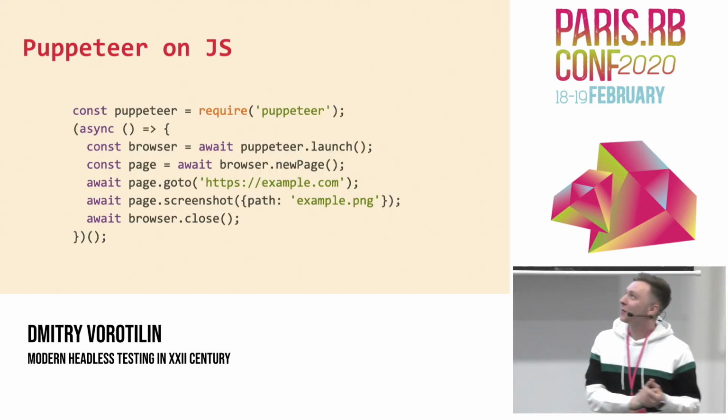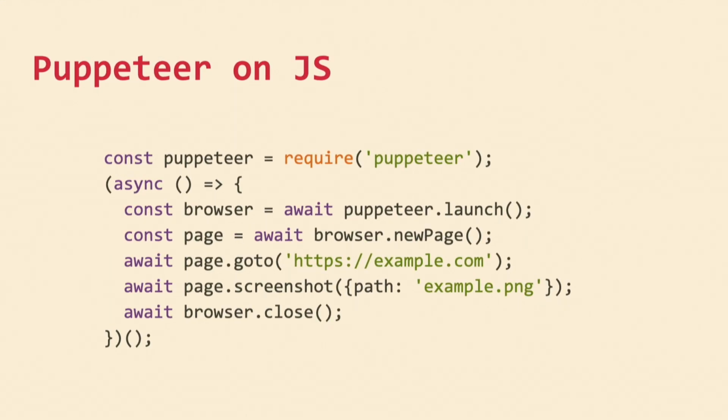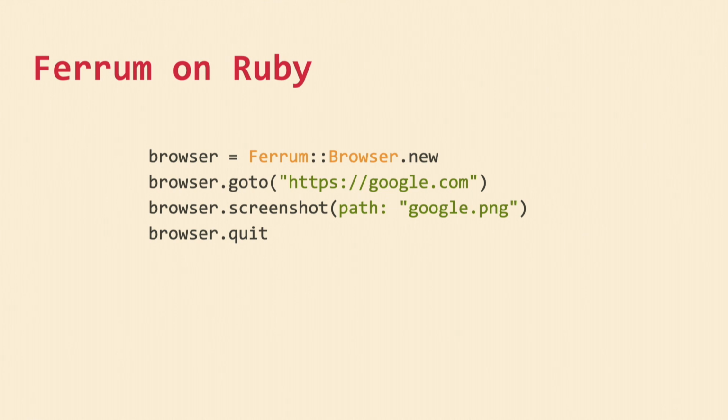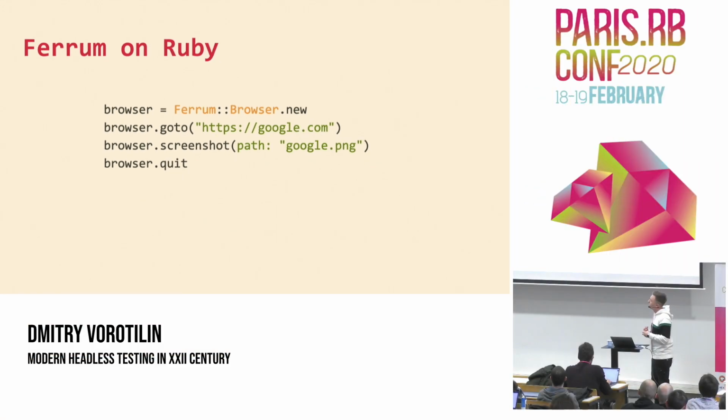So if you're familiar with Puppeteer on JavaScript, the idea is the same, but it's not 100% compatible. So here on the slide, we launch the browser, create a new page, make it go to example.com, then we take a screenshot and close the browser. In Ruby, it looks much simpler and more concise, but we still do exactly the same scenario.